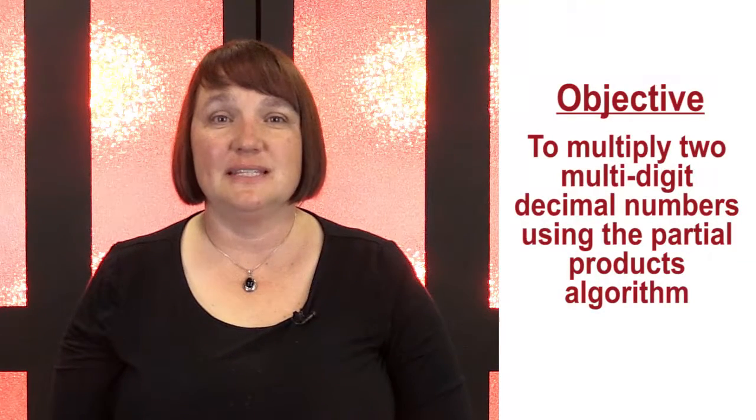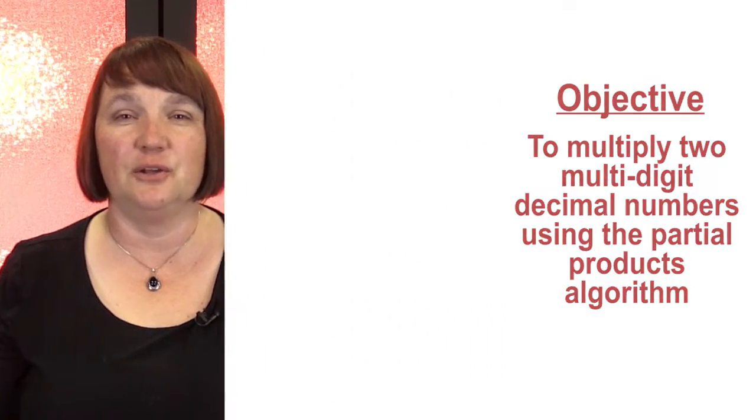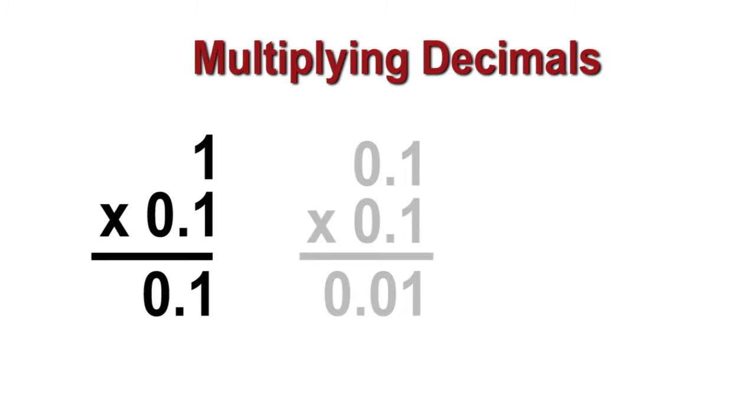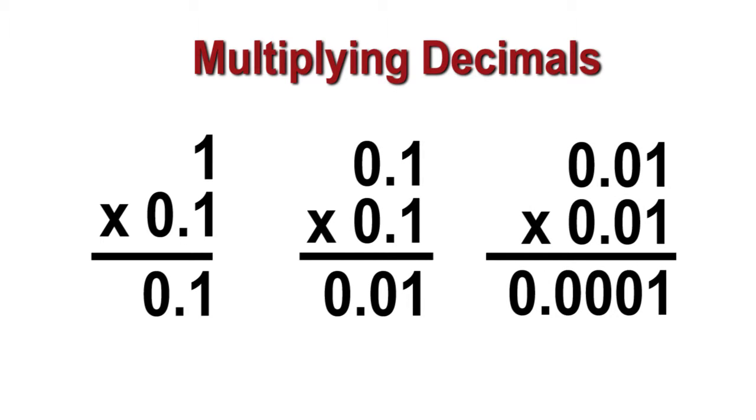The objective of this lesson is to multiply two multi-digit decimal numbers using the partial products algorithm. When multiplying decimals, the whole number 1 times a tenth equals a tenth. A tenth times a tenth equals a hundredth. A hundredth times a hundredth equals a ten-thousandth. As we can see in this pattern, the sum of the number of decimal places in the factors is the same as the number of decimal places in the product.